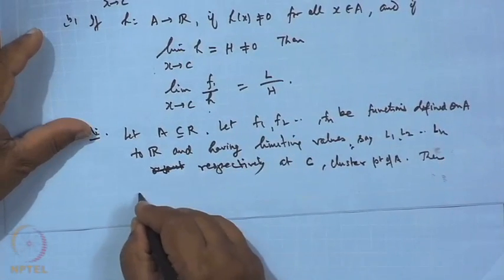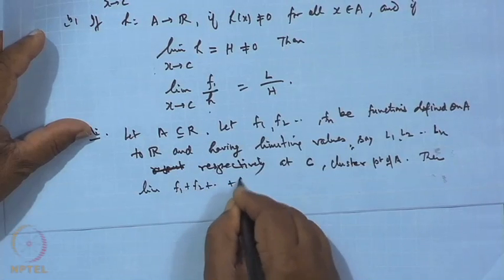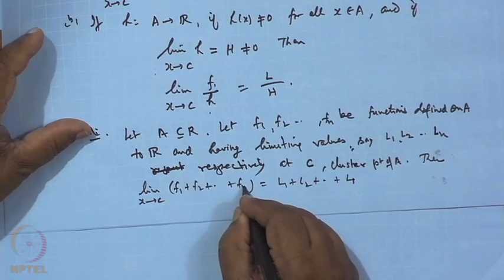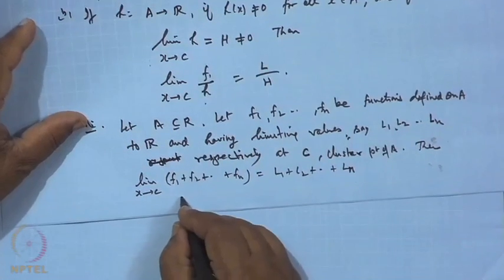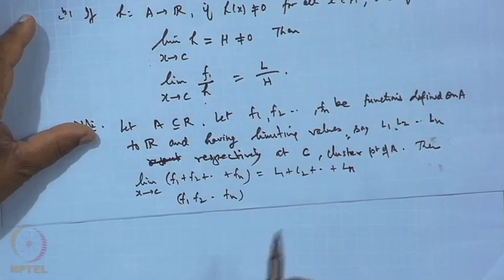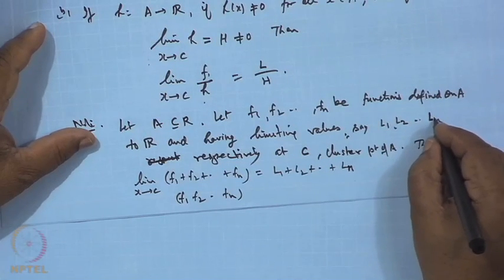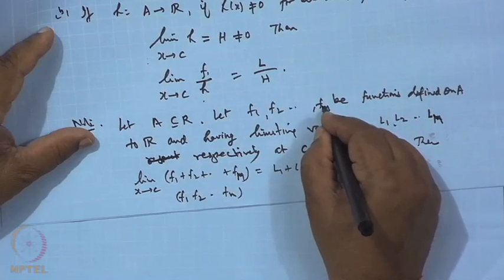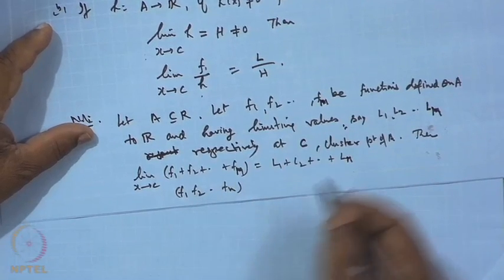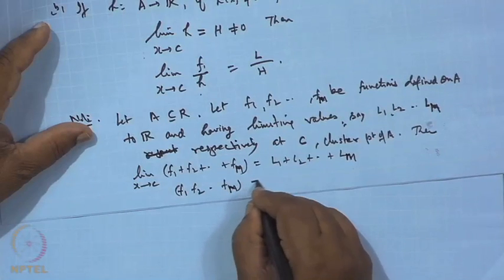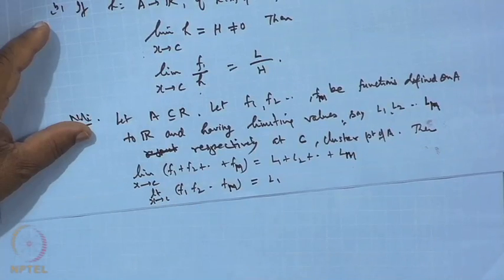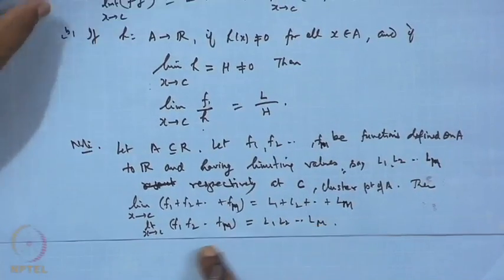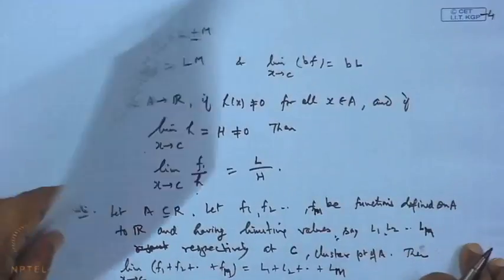the limit of f1 plus f2 plus up to fn when x tends to c will be the sum of these limits, and similarly for the product. Here n is fixed, so it should be m, otherwise it will confuse because the limiting value is taken. So the limit as x tends to c comes out to be L1, L2, up to Lm. And as a result, when all of L1, L2, Ln are the same, it comes out to be L to the power n, when these are all identical, as a particular case.